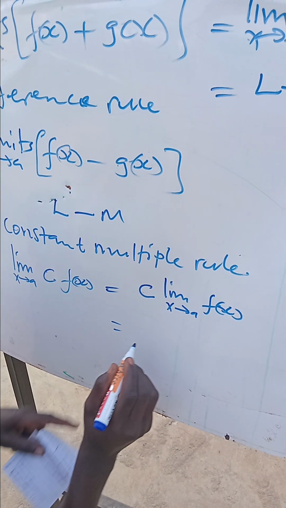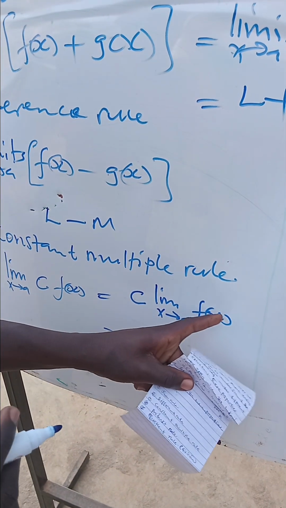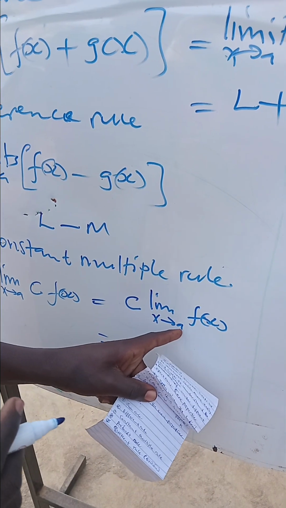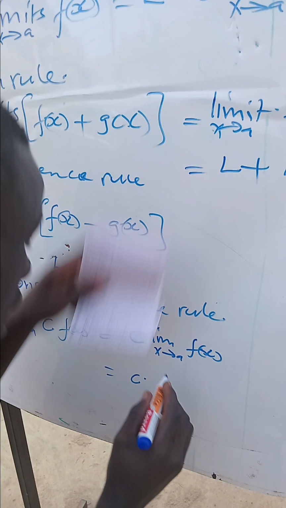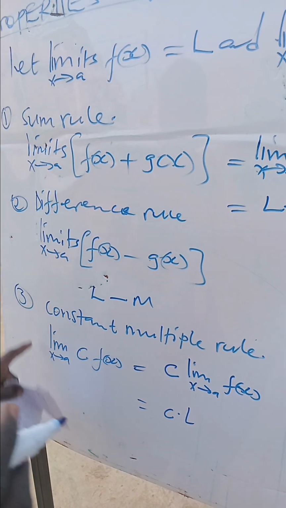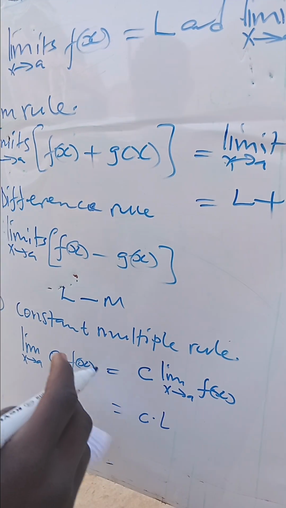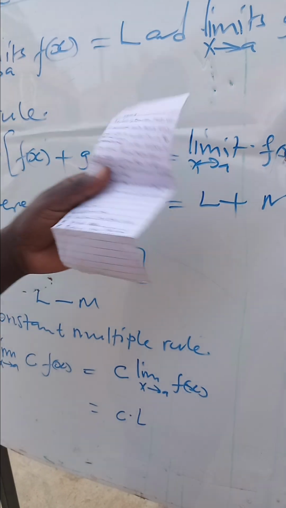Therefore, this equals c multiplied by the limit of f of x as x approaches a, which is given as L, so c multiplied by L. That is it. This satisfies the constant multiple rule as the third property of limits of a function.